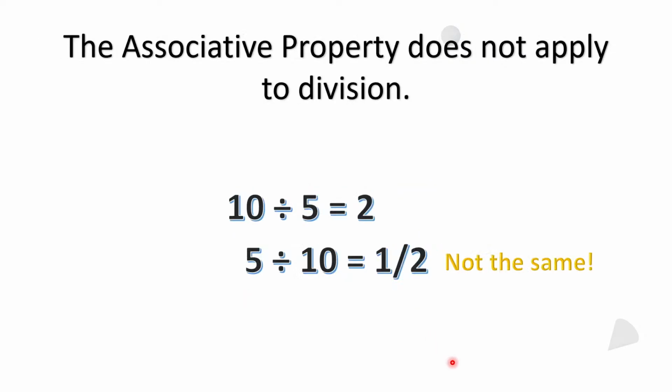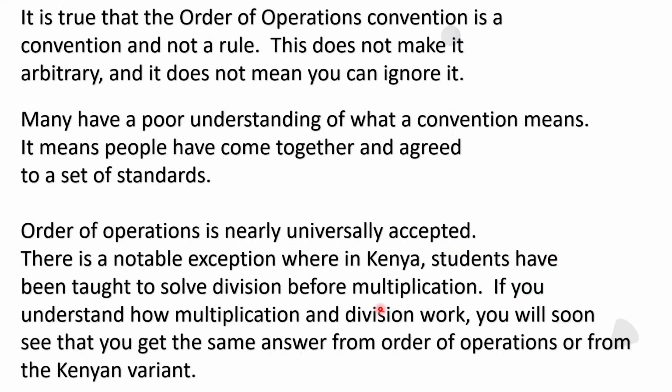Now, the associative property does not apply to division. You cannot say 10 divided by 5 is 2, and then turn around and say 5 divided by 10 is 2. No, 5 divided by 10 is 1/2. So again, not the same. So with subtraction and division, the associative property doesn't apply.